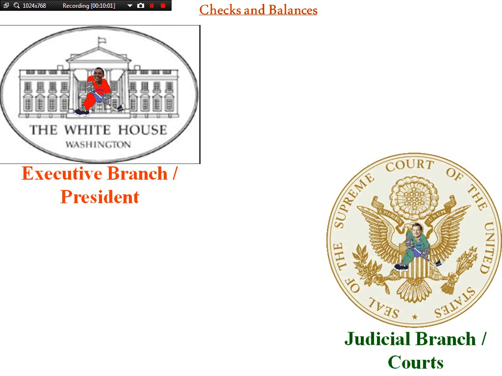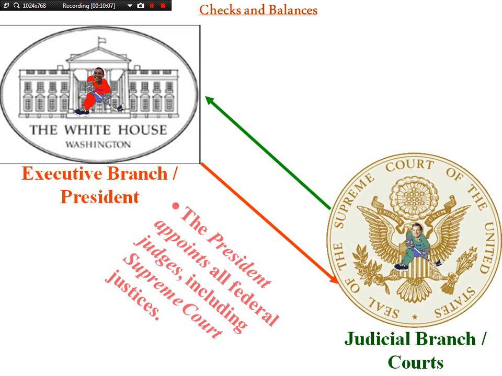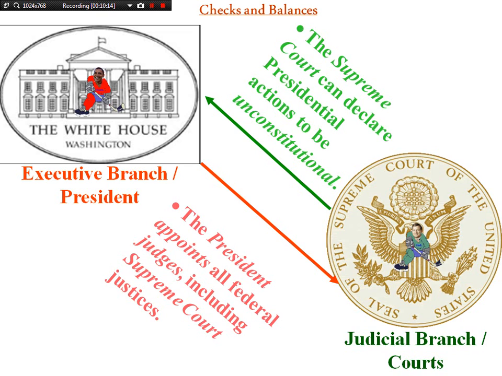Okay, how does the executive branch and the president check the courts, or the judicial branch? Okay, the president will appoint all federal judges, including Supreme Court justices. Okay, the Supreme Court can declare presidential actions to be unconstitutional. So the president can appoint a judge to serve on the Supreme Court, and that has to be checked by the Senate. But the Supreme Court now can declare presidential actions to be unconstitutional.